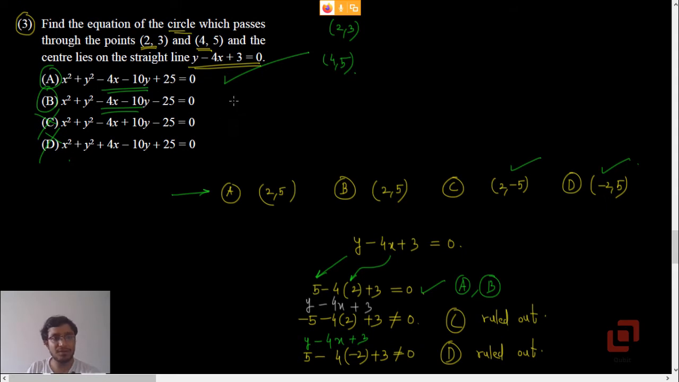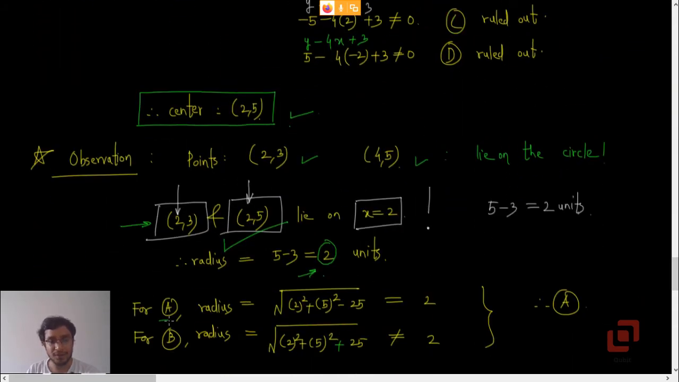For both options A and B, G and F are equal to 2 and 5, but for A, the constant term is plus 25 and for B, the constant term is minus 25. Okay. So for option A, how much will the radius be? Root of 2 squared plus 5 squared minus 25, because C was equal to 25 for option A. So G squared plus F squared minus C, the plus 25 and minus 25 will go. Root of 2 squared is 2.